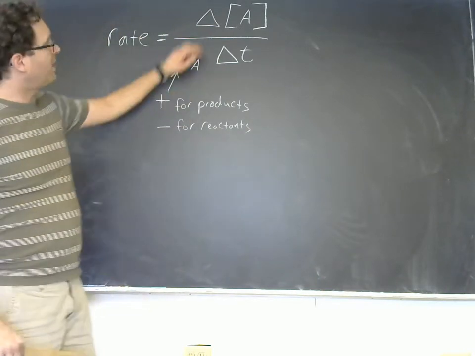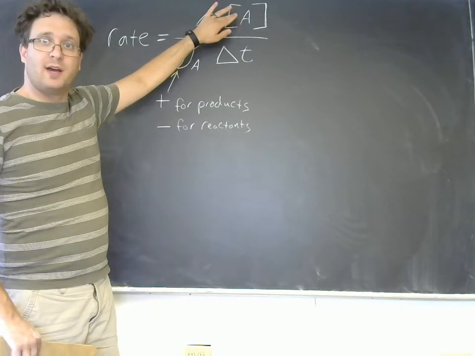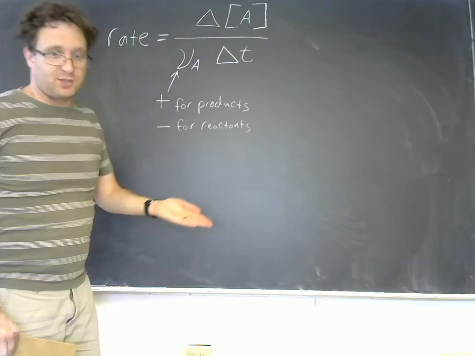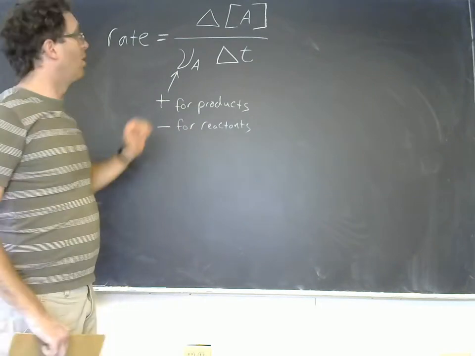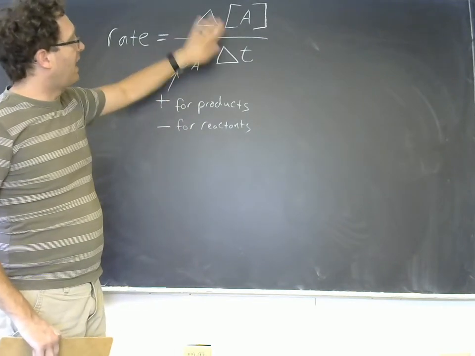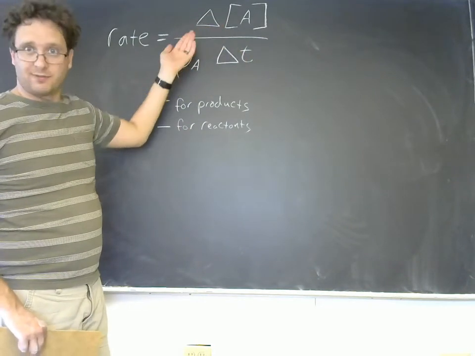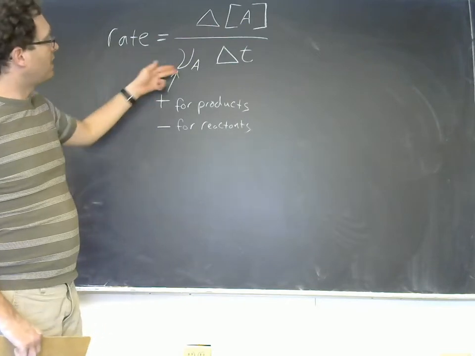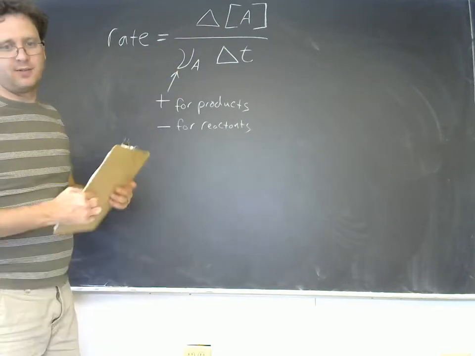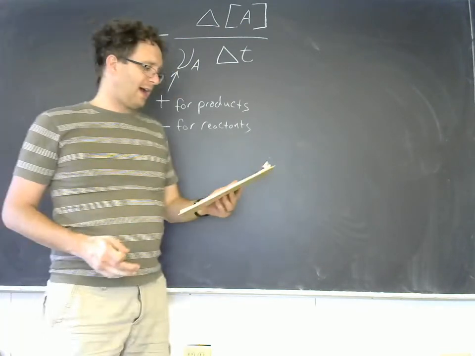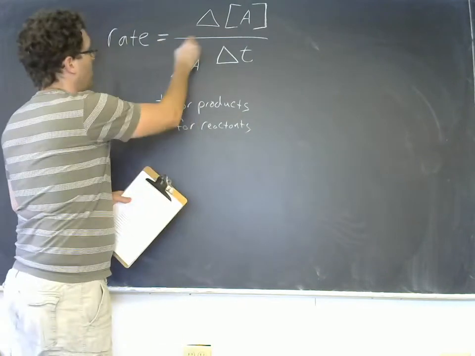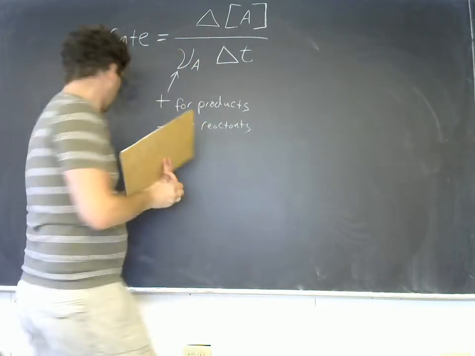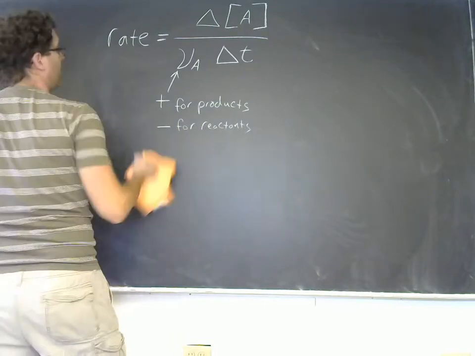For products, let's suppose A is a product. Well, over the course of the reaction, its concentration will go up, and so delta A over delta t will be a positive value already, and so we'll keep this coefficient positive. The reason why we need to have the coefficient at all is, well, let's consider a reaction.